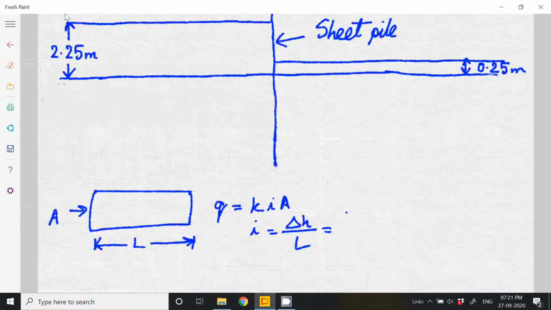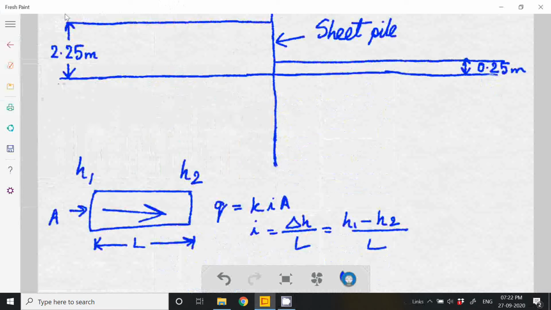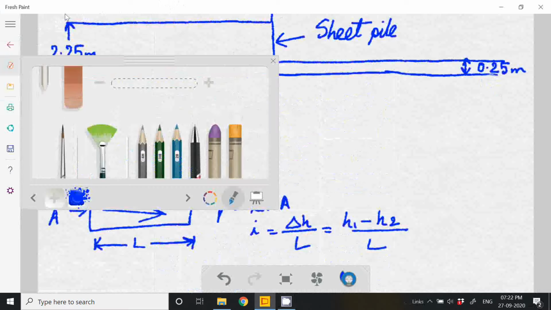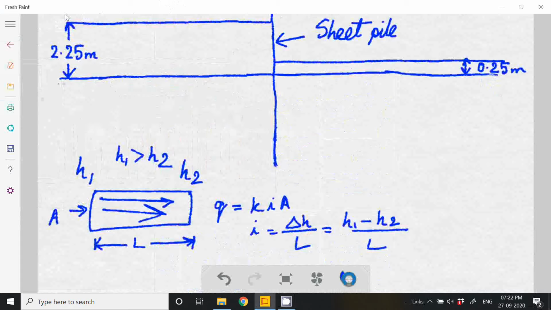So delta H is nothing but H1 minus H2 by L, isn't it? Suppose the head here is H1 and the head here is H2. So between H1 and H2 there will be a head difference, so there will be a flow of water. Generally the flow of water happens from higher head to lower head, so H1 will be greater than H2. That is the thing that you need to understand. There should be a difference of head, and then the flow of water will occur, from a higher head to a lower head.